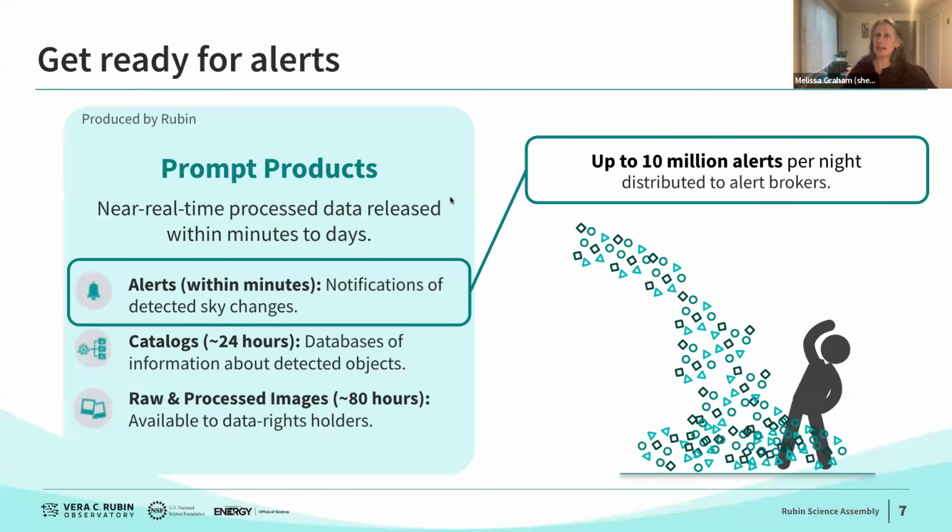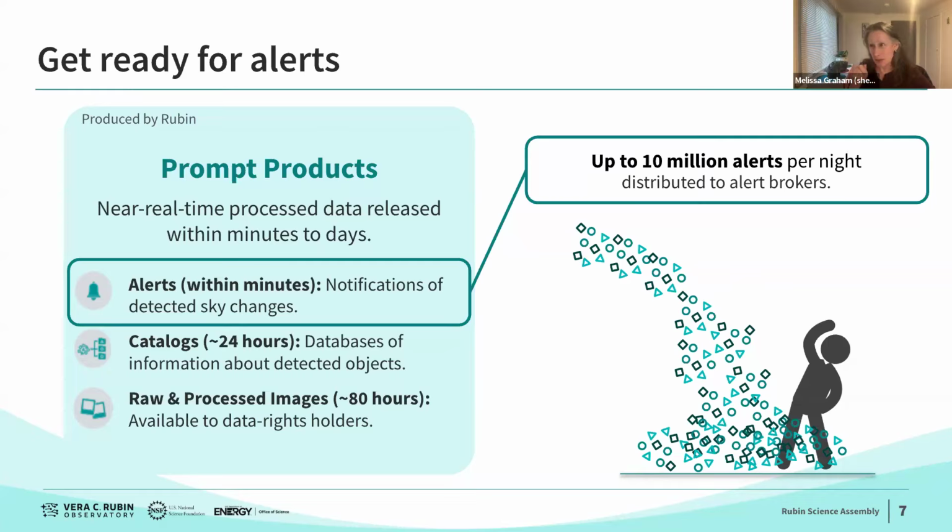All right. Let's switch to our presentation for today, getting ready for alerts. If you are new to Rubin, and if this is maybe your first Rubin related presentation, welcome. Alerts are one of the prompt products that Rubin is going to generate. These are the near real-time data products that are processed within minutes and released within minutes to days. So there's two time scales for Rubin data products. One is the prompt that's happening all the time, and the other is the annual data releases that we're not covering today.